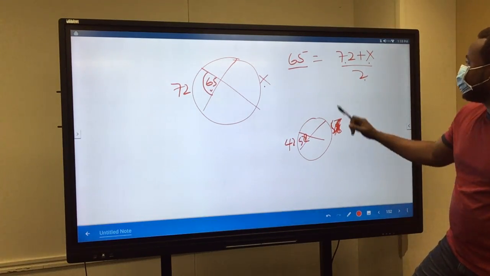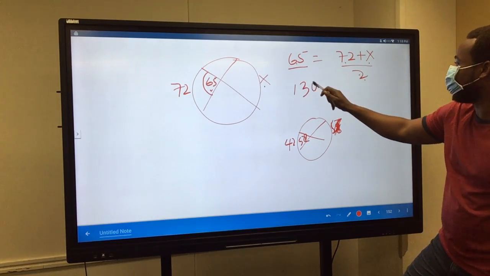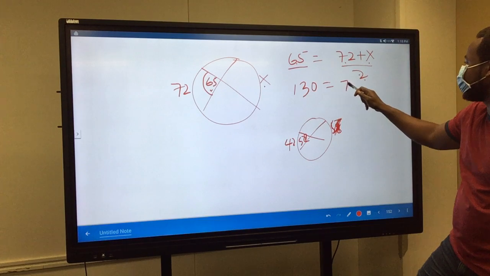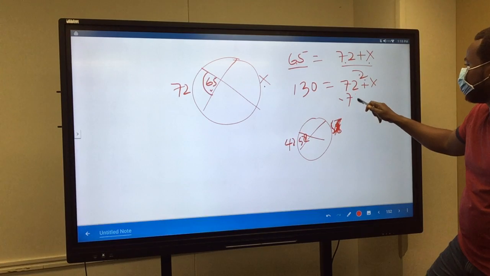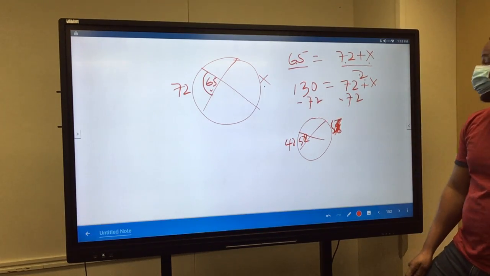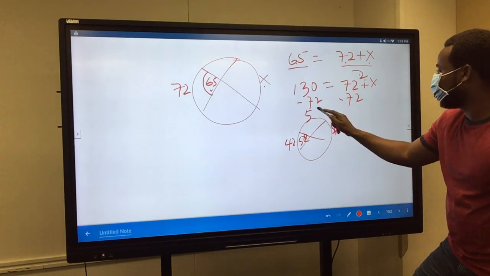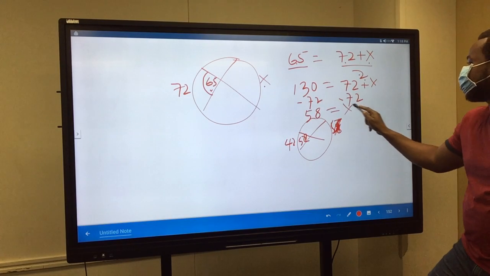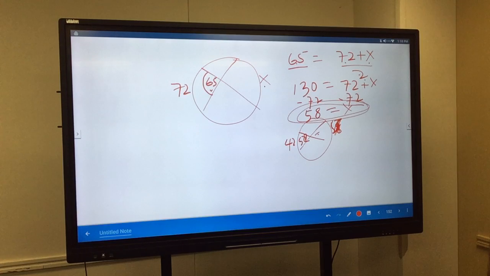So basically, we are looking at 2 times this, which will be 130. And that is equal to 72 plus x. Subtract 72 from both sides. 130 minus 72 is 58. So 58 is equal to x. That's the final answer. Forget about what is here. That's the final answer, like Christopher said.